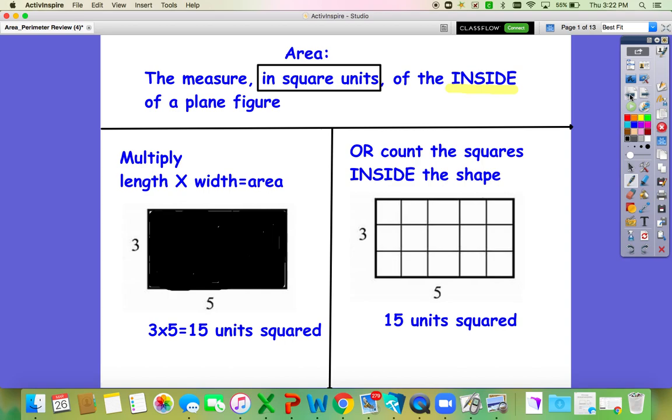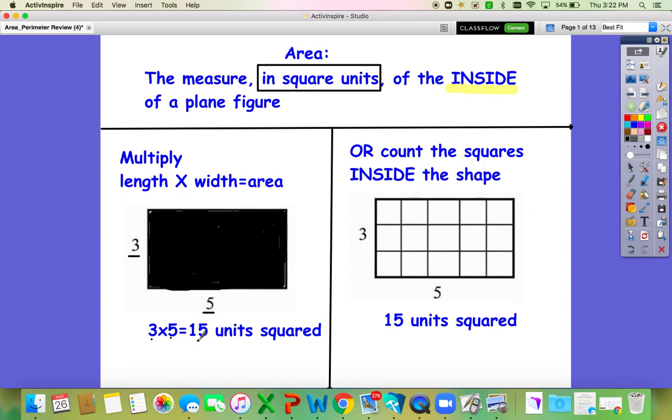Now there are two ways to find the area of a shape. If you have the sides written down for you with numbers, for example, I have 3 and 5 here, I can find the area of inside of this shape by multiplying the two sides. If I notice 3 times 5 is equal to 15.